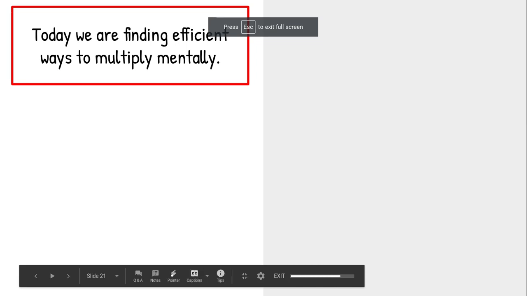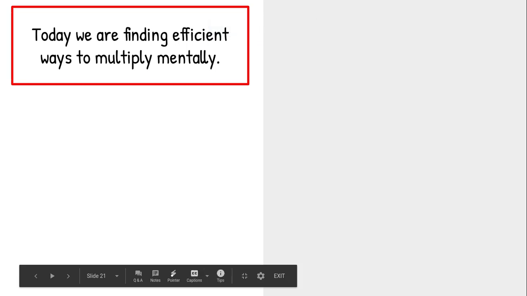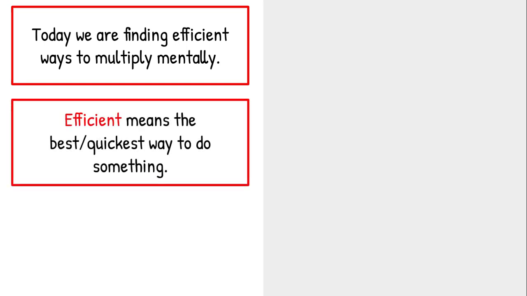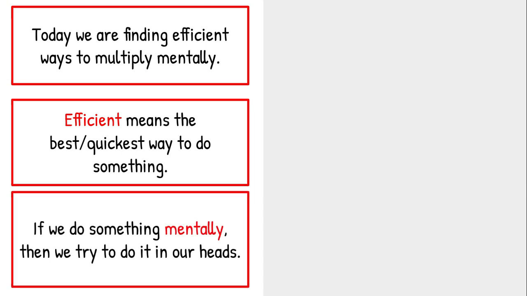So later in this week, we are going to be looking at some written methods for multiplying. But before we do that, today we're going to look at efficient ways to multiply mentally, because it's always better to multiply in your head, if possible, first, before using any written methods. So efficient means the best or quickest way to do something. And if we do something mentally, then we try to do it in our heads.